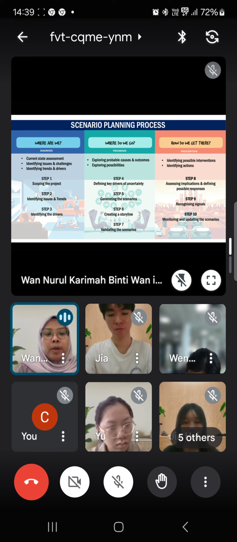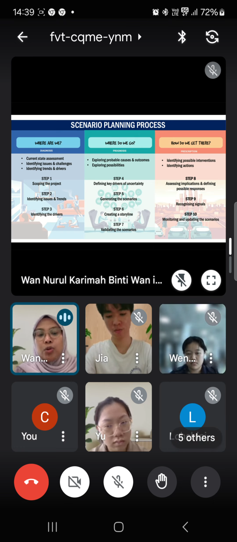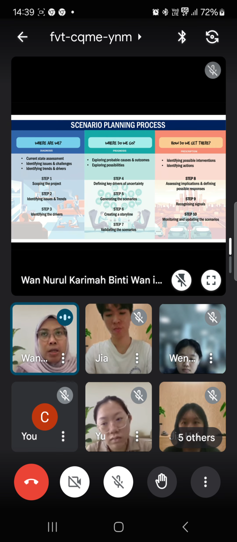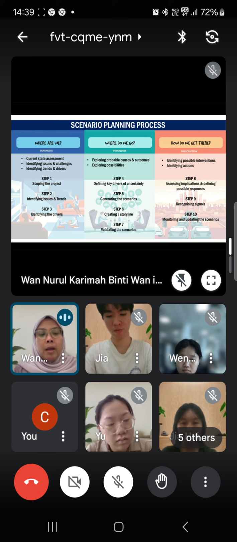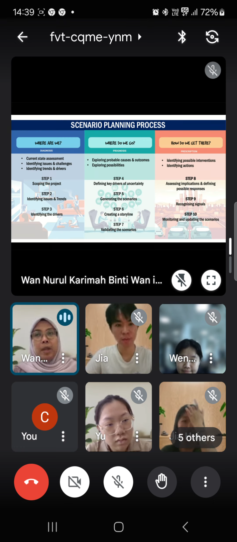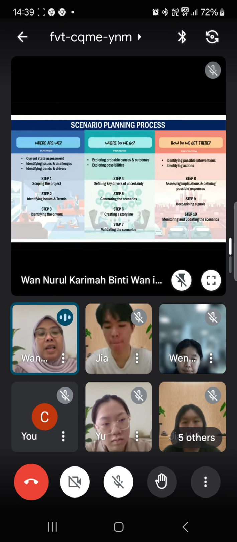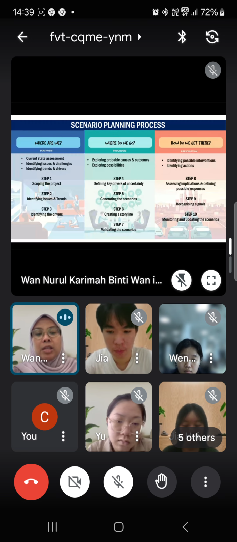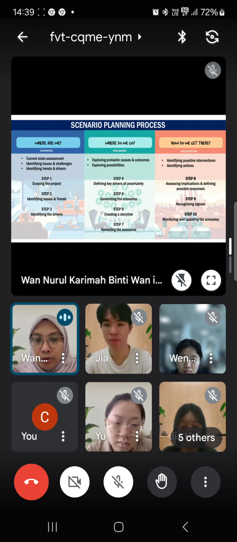And once you have determined the scope, then you have to identify the issues, trends, and challenges that are related to the technology that you have picked for your PSM project. And once you have collected all the relevant information related to the issues, trends, and challenges, then you have to identify the drivers that basically play a role, that cause interrelationship between issues and trends.